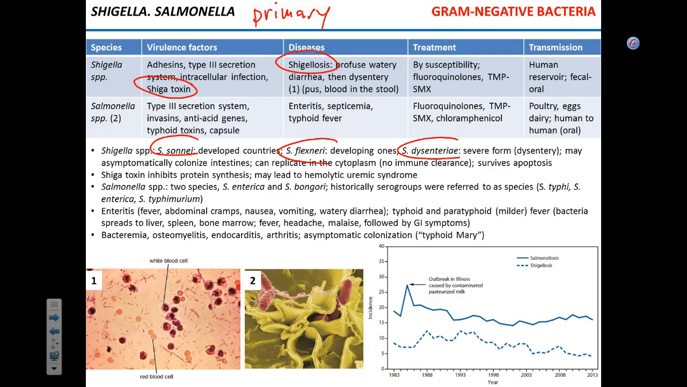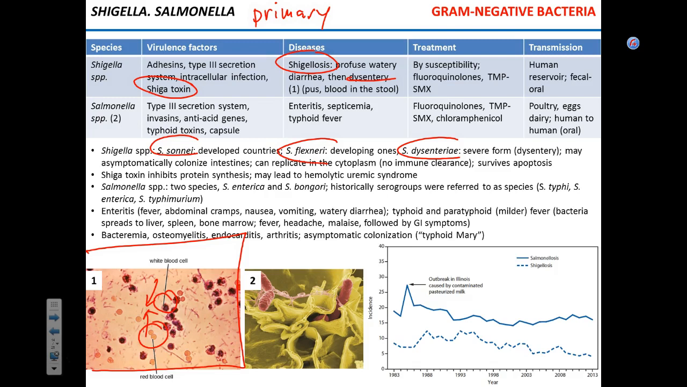Now, what are the symptoms of shigellosis? Watery diarrhea that eventually transitions into dysentery. The definition of dysentery is pus and blood in the stool. On this micrograph, you can see white blood cells, bacteria, and red blood cells in the stool of a patient with shigellosis.